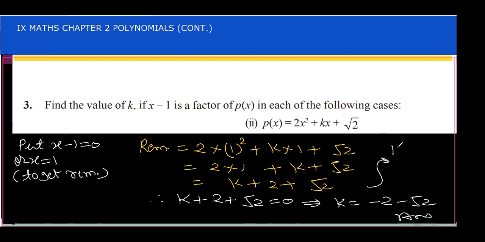So k is equal to, minus common, then 2 plus root 2. Both are correct answers. This is the answer. This is also the value of k.